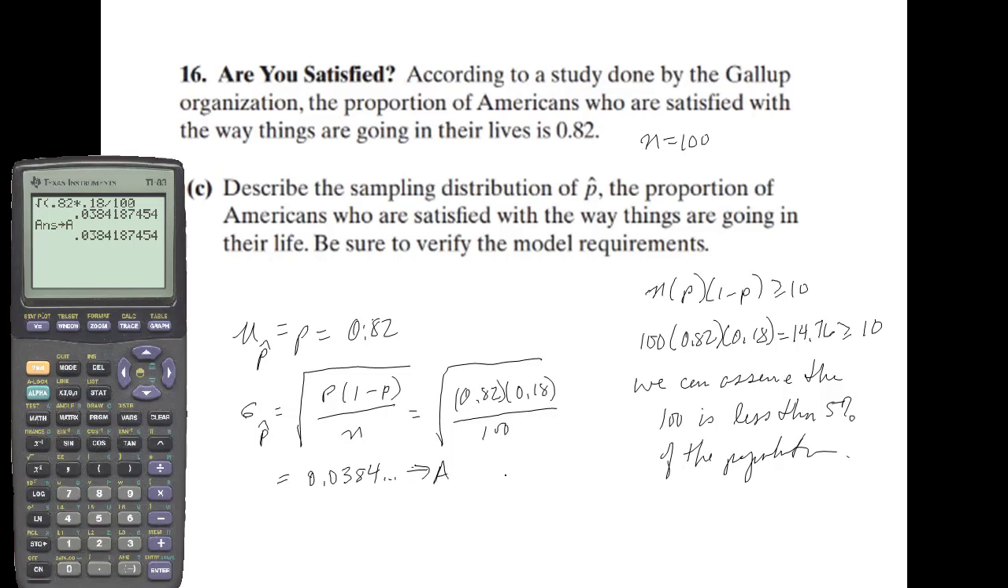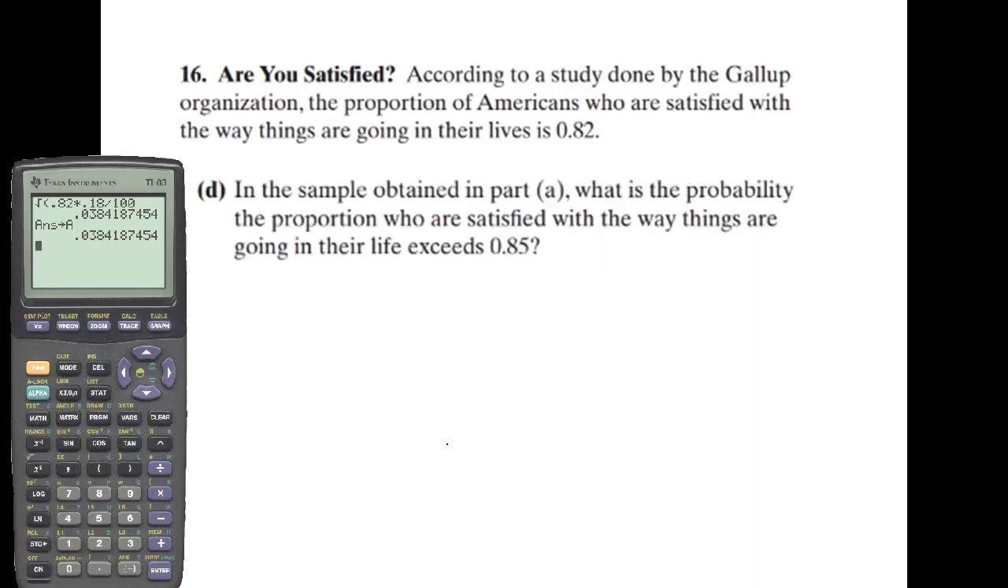All right, so that's the checking to verify that the model requirements are satisfied: this is greater than 10 and this is less than 5%. Now, in the sample obtained in part A, and remember n was equal to 100, what is the probability that the proportion who are satisfied with the way things are going is greater than 0.85? I have a sample of 100, so that's going to be kind of pointy. The mean of this distribution is 0.82, and I want to find 0.85.